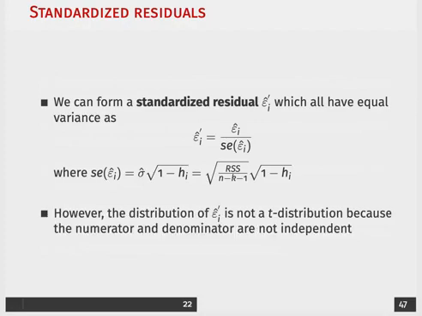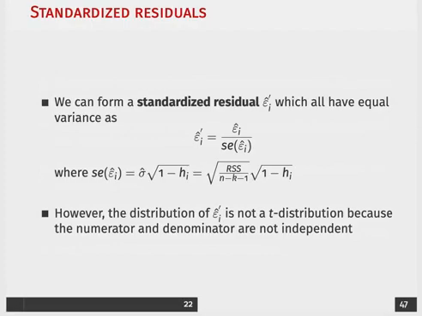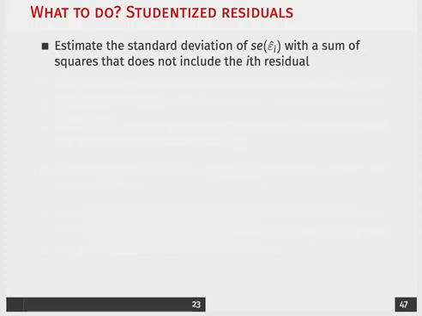A big issue with this is that the distribution of these errors isn't going to be a t-distribution because the numerator and the denominator are not independent. So we cannot use or reference a t-distribution for our test statistic here. So we're left with this little puzzle of what are we going to do?